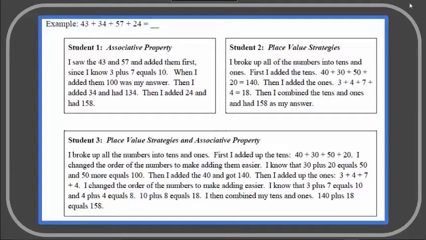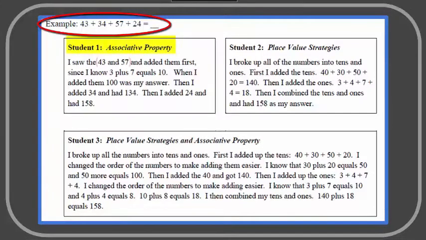As the standard states, students will use place value understanding and properties of operations to add up to 4 two-digit numbers. In this example, students were asked to add 43 plus 34 plus 57 plus 24. The first student decided to add the 43 and 57 first to get 100. They then added on from there.